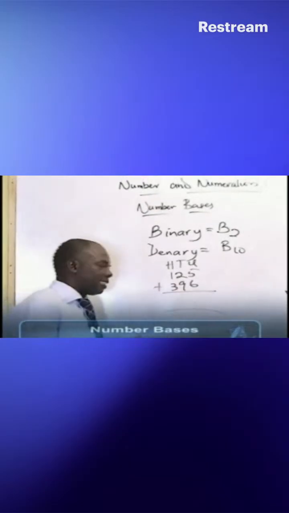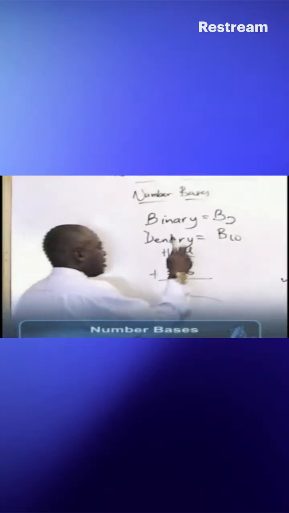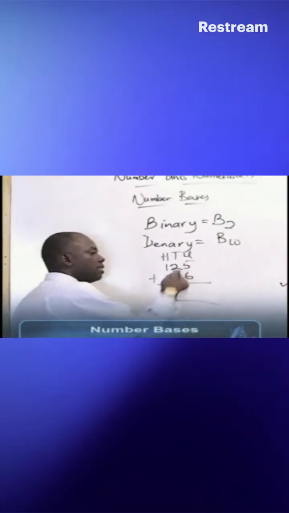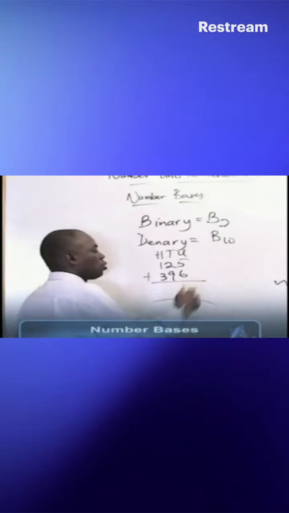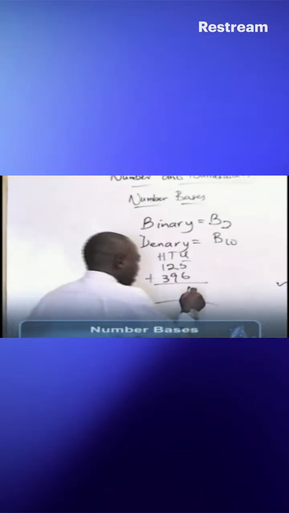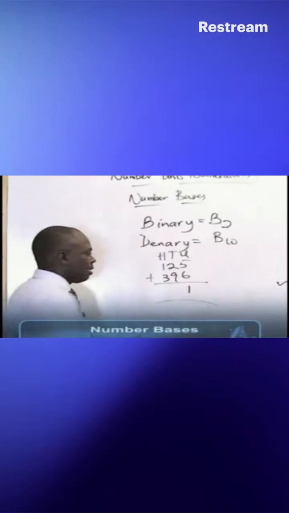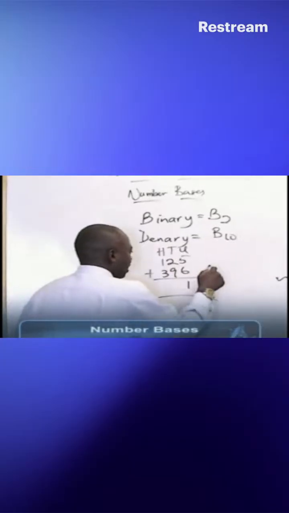Let me give you an example. 5 plus 6 is 11. You cannot write 11 here. You subtract 10 from it, and then you write your remainder. That's why you write 1, carry 1.